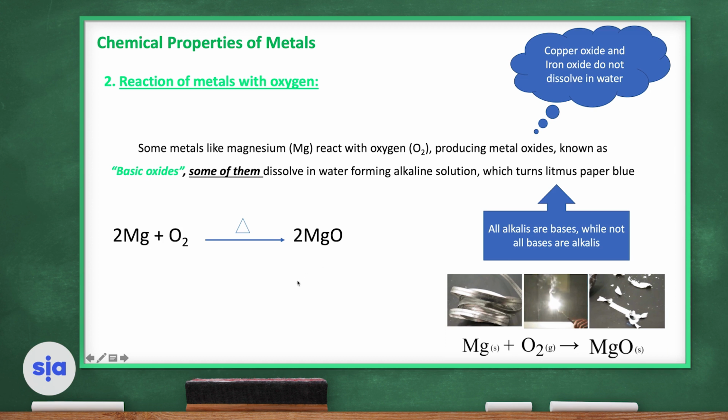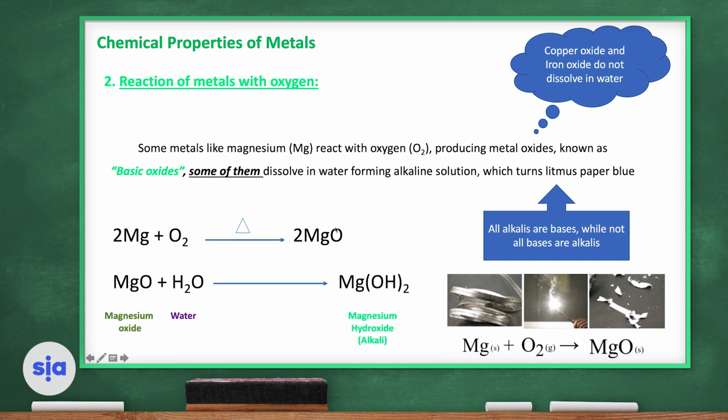Let's see together the chemical equation where magnesium reacts with oxygen. With heat, of course, it will give magnesium oxide, a basic oxide. This basic oxide will react with water to form an alkali solution. Let's watch this video together.